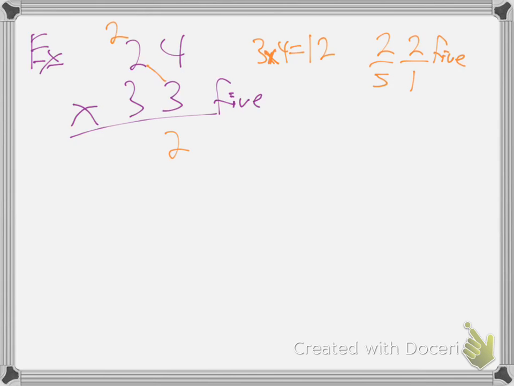So 2 times 3 is 6. Add 2 is 8. How do I do 8? Carry 5. 1 5 away is 5, and 3 more for the 8.